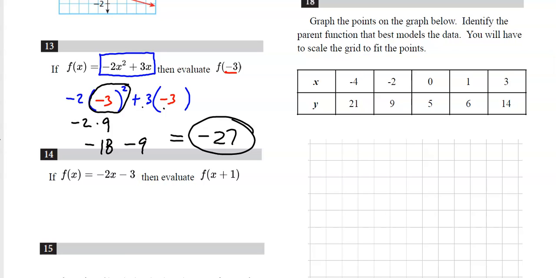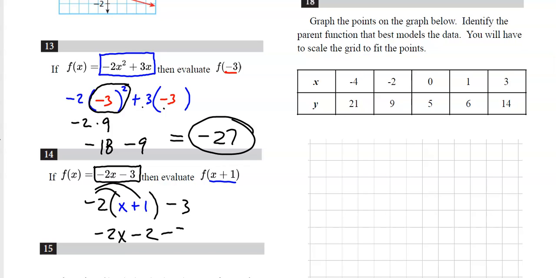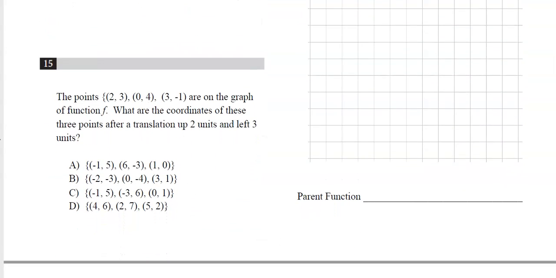All right, number 14, very similar. I'm going to copy down my equation, put a parenthesis where x is, and then I'm just going to drop in what's in parentheses. Here it's more than a number, it's actually an expression. Got negative 2x minus 2 minus 3, don't forget that little guy. That simplifies into negative 2x minus 5. Boom. Keep on moving. We're cruising now.